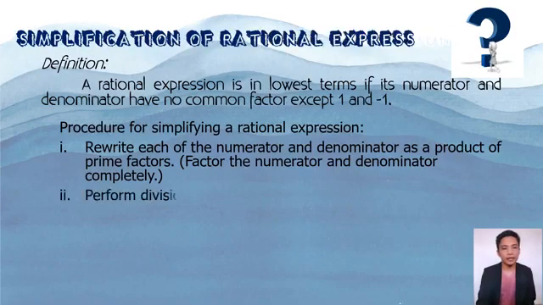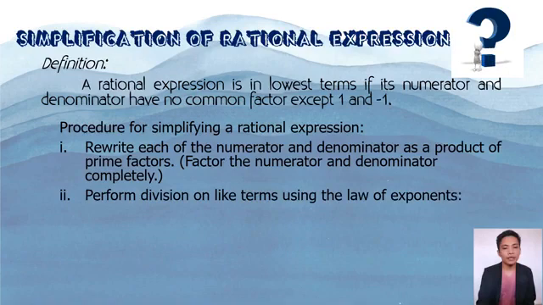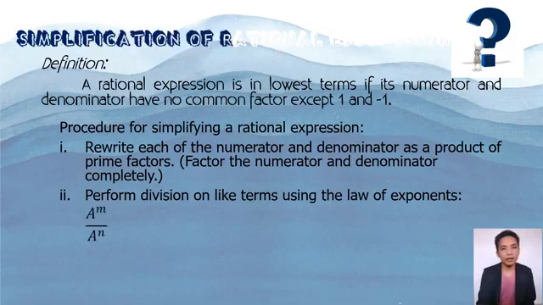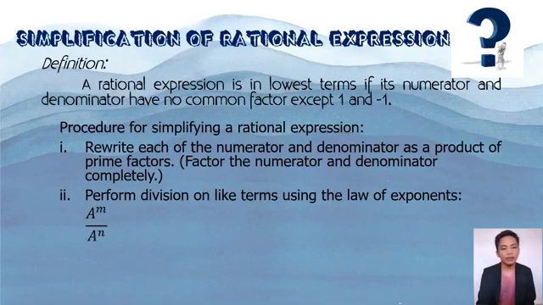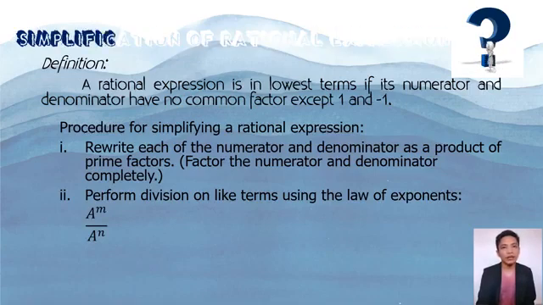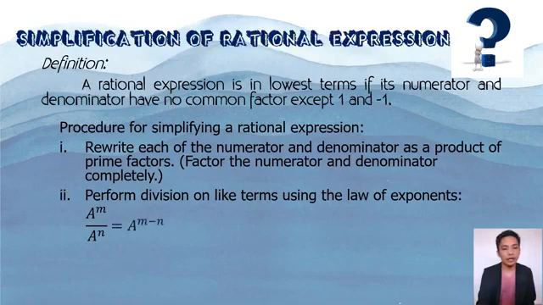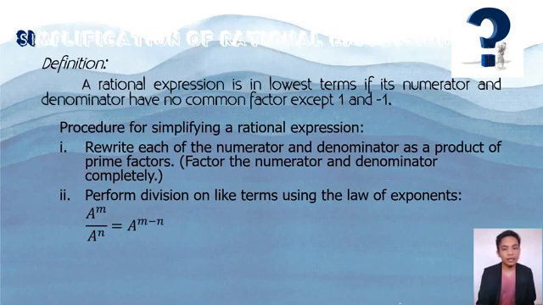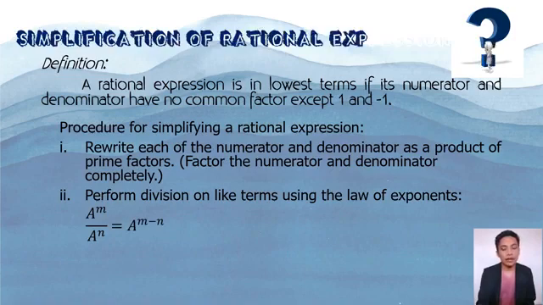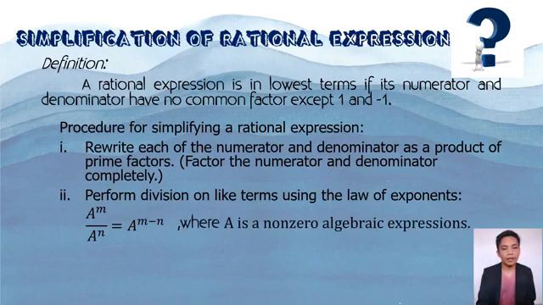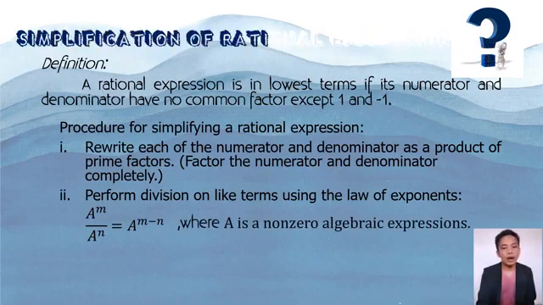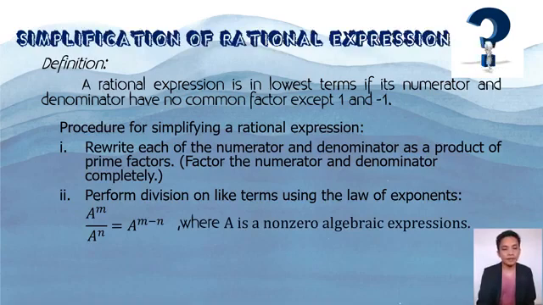Okay, and then you have the second one, perform division on like terms by using the law of exponent. That is, if you have a to the power of m all over a to the power of n, according to your law of exponent on division, magsasubtract yung exponent. So that is now equal to a to the power of m minus n, where a is a non-zero algebraic expression.